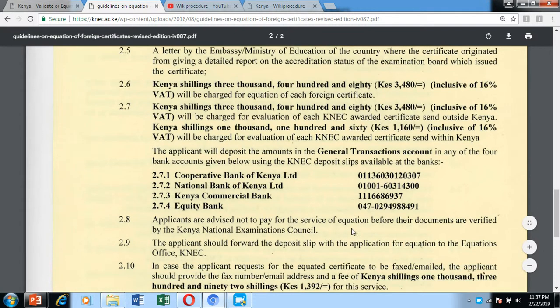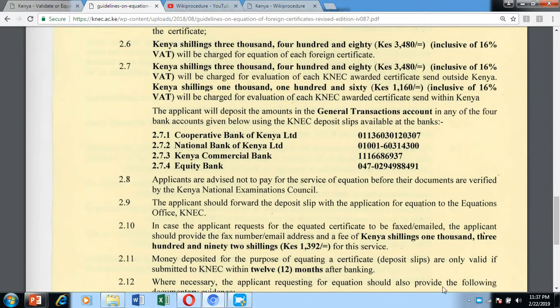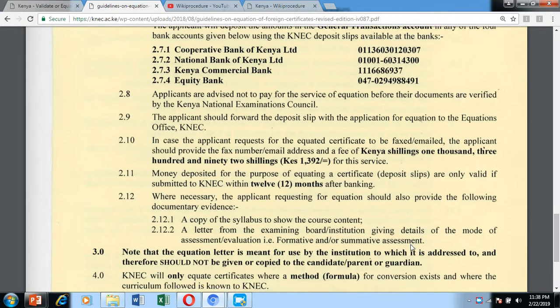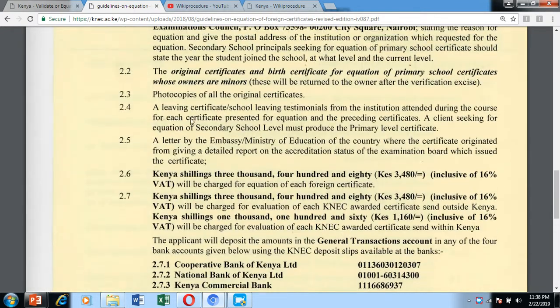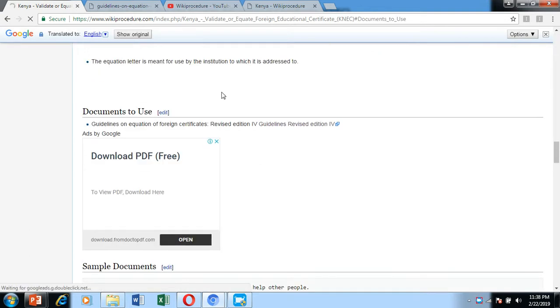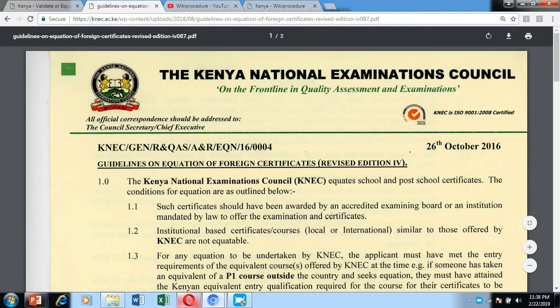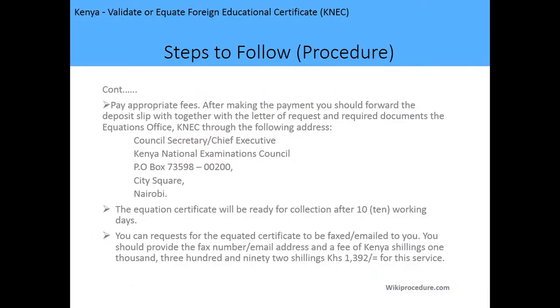The places where you can go and make the payments are the Cooperative Bank, National Bank of Kenya, Kenya Commercial Bank, and Equity Bank. The deposit slips are already provided at the bank. Go through this. We have included the link in our wiki procedure page, so just click here and you'll have the guidelines. You can also go to the Kenya National Examination offices and they'll give you the guidelines.